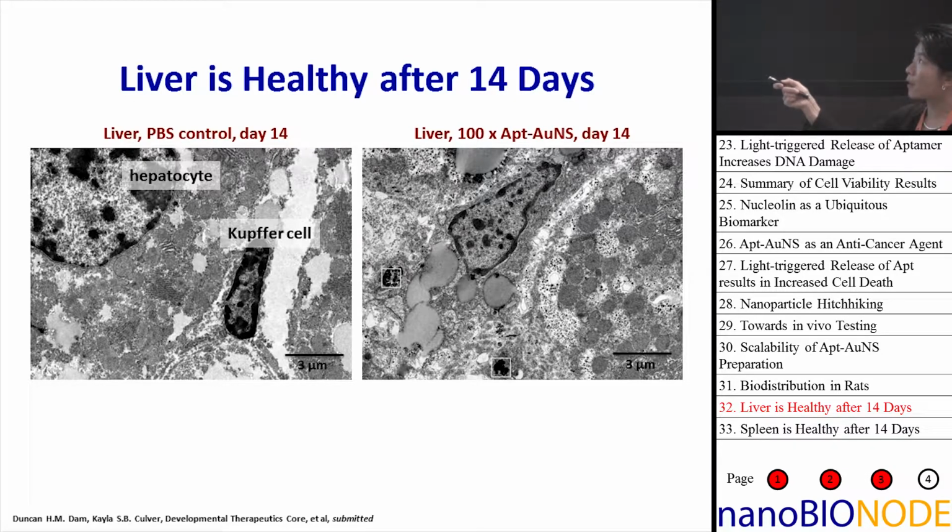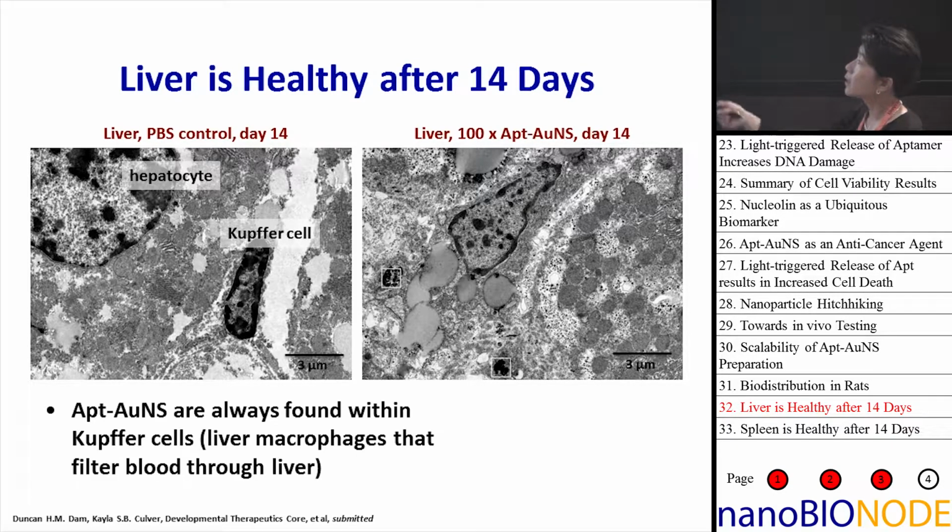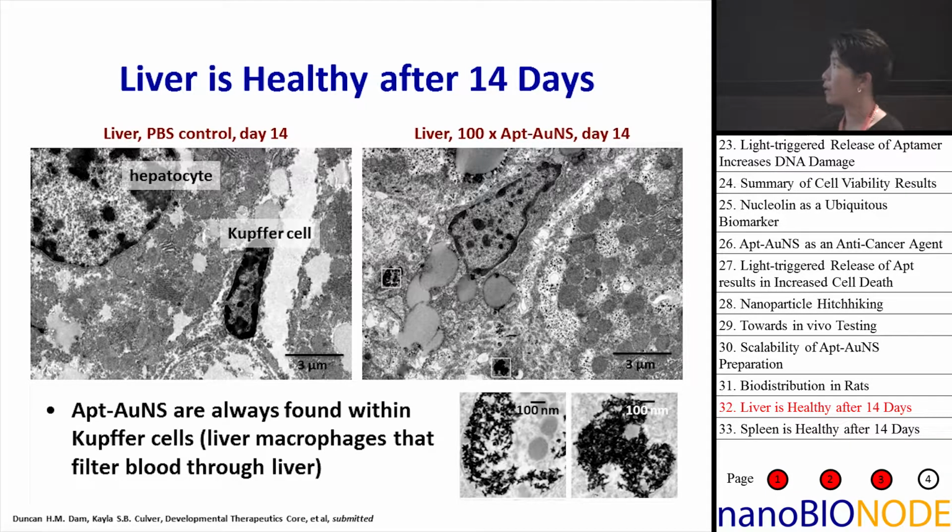But in our case, we found that these are rats. The liver is healthy after about 14 days. So the gold particles are taken up in these Kupffer cells, these macrophages. And so sometimes it's good that it's in the macrophages and not in other things, but it's bad in the sense that it's not getting maybe where we want. But this is just the biodistribution with no tumors.